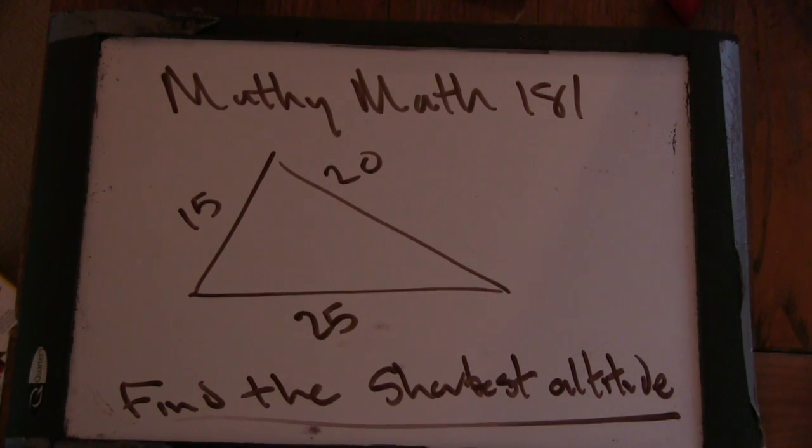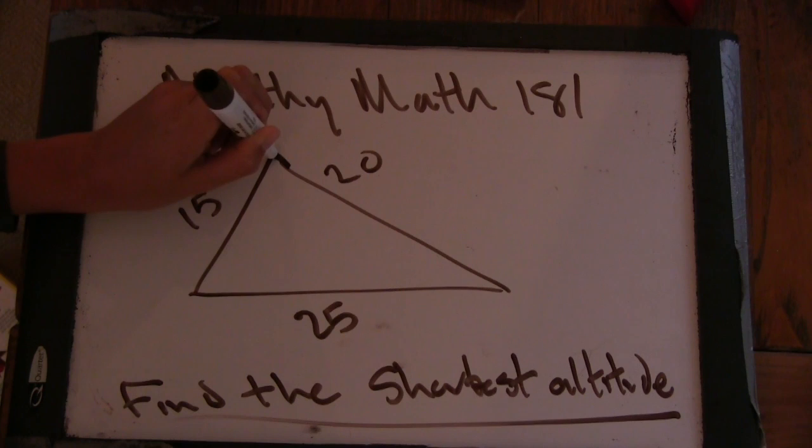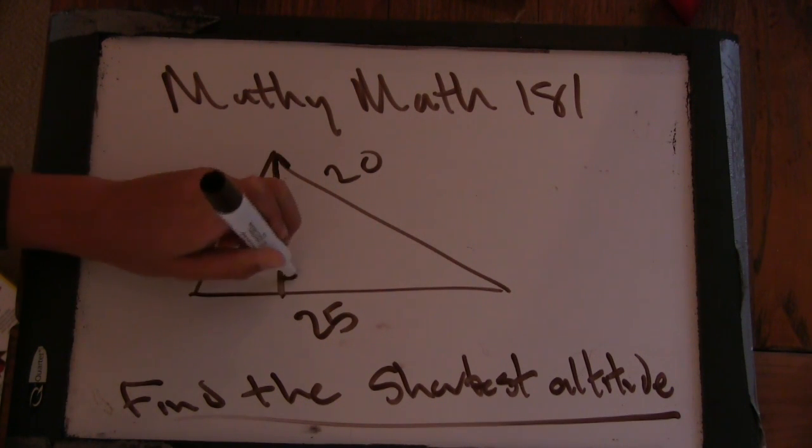So this is a problem you picked out of your geometry book today. It says the sides of a triangle have length 15, 20, and 25. And it asks you to find the shortest altitude in this triangle. So what is an altitude even? It's perpendicular. Like, this would be an altitude.